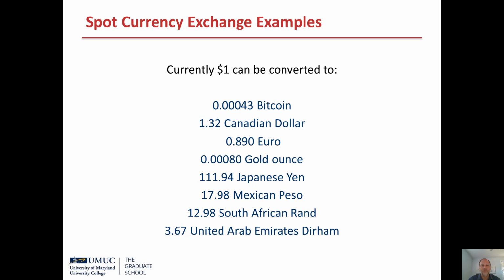Every day, the dollar will have a different exchange rate against the euro, against the pound, and against the yen. This makes international currency exchange far more difficult. For example, at the writing of this PowerPoint, a dollar could be converted to 0.00043 Bitcoin, 1.32 Canadian dollars, 0.890 euros, 0.0008 gold ounce, etc. There are a variety of different currency exchange systems. As mentioned, most of these are floating. The one at the bottom, the United Arab Emirates dirham at 3.67, is in fact fixed against the US dollar.